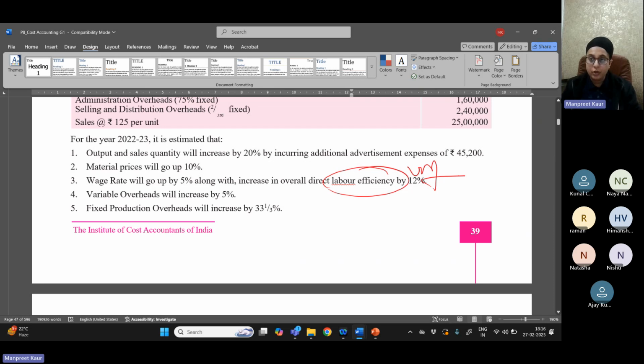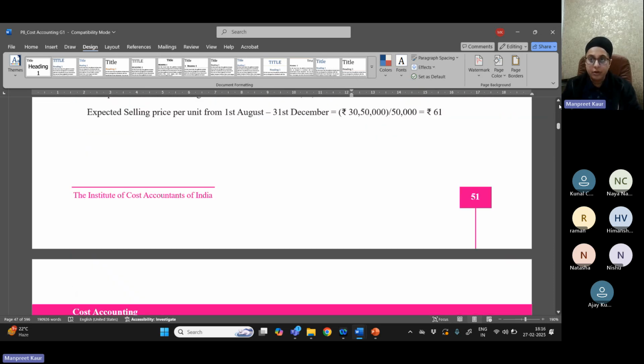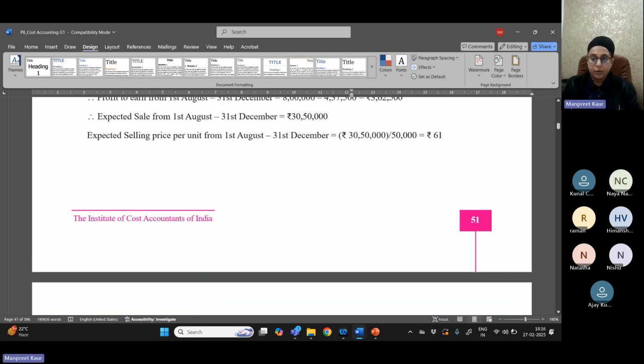I will explain this solution in the book itself. Try to do it in your notebook. In case of any doubt, you will ask. Just give me a minute.